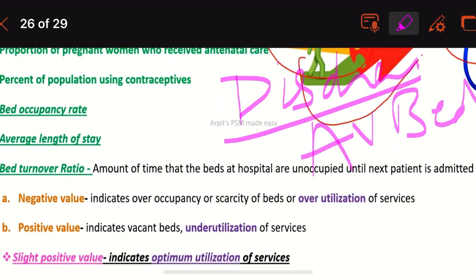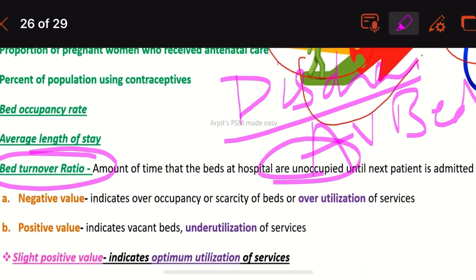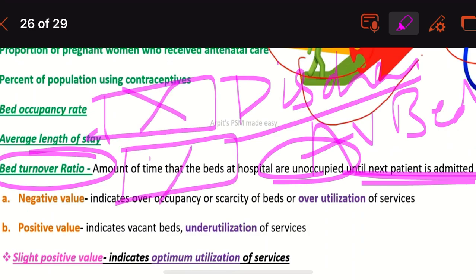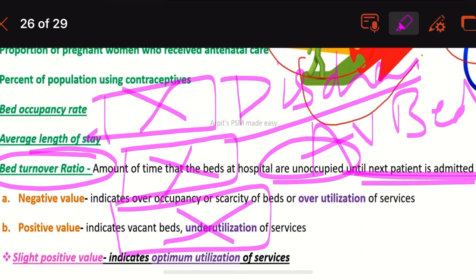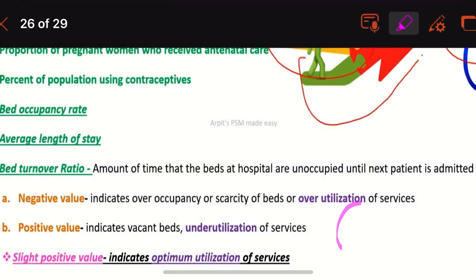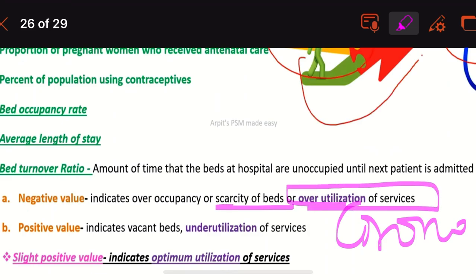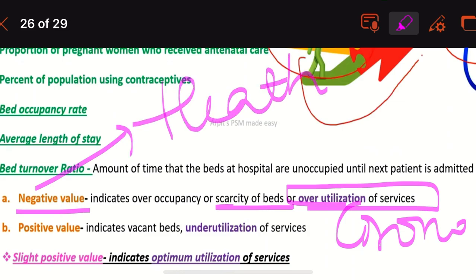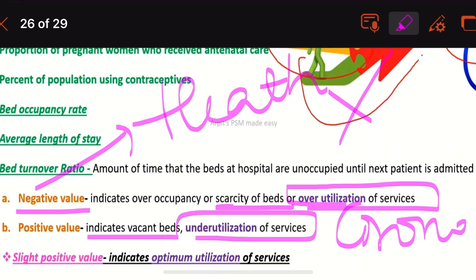How many beds are unoccupied is the turnover. Until the next patient is admitted, how many beds, the amount of time the bed was empty. Okay. Negative value: if there is a scarcity of beds, it indicates there is overutilization of the services. Imagine the corona times. There was scarcity of beds, there was overutilization of the services, which means the health of that community is negative. If there are vacant beds, there is underutilization of the services.